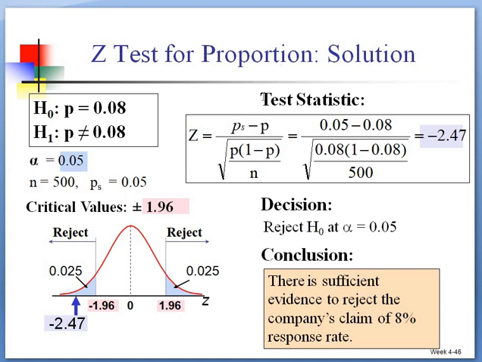So next step, we calculate the z-test statistic for proportion. By substituting the values, we get negative 2.47. Negative 2.47 lies in the rejection region, since it is less than negative 1.96. Therefore, we decide to reject the null hypothesis at alpha equal to 0.05. In conclusion, there is sufficient evidence to reject the company's claim of an 8% response rate.